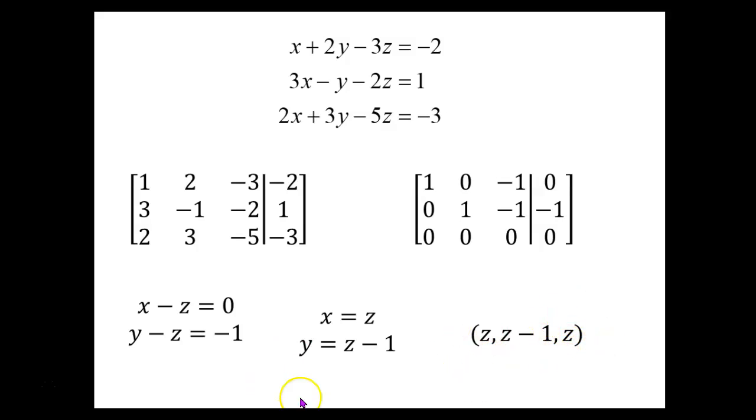You can pick any number and put it in for z, and that gives you some particular triple that satisfies all three equations. So you could have (1, 0, 1), (2, 1, 2), (8, 7, 8), (100, 99, 100). Anything of that pattern should work in all three of these equations.